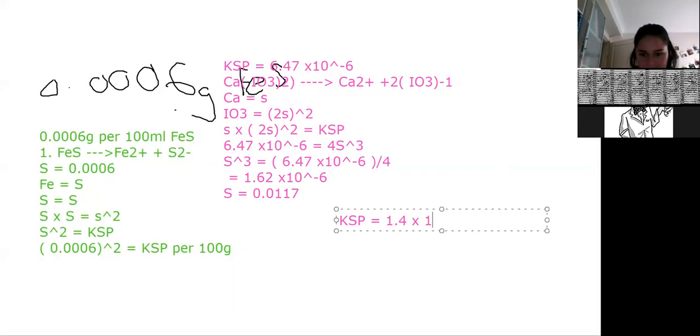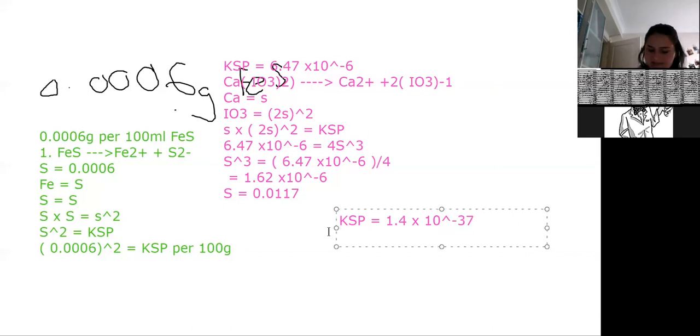times 10 to the negative, if I had my glasses on, 37. Oh dear God. That's quite a very small number. That's like literally not soluble, period. Anyway. That's very not soluble. And that's why this is probably going to form an equilibrium. Maybe a little one. It's not asking for the equilibrium though.